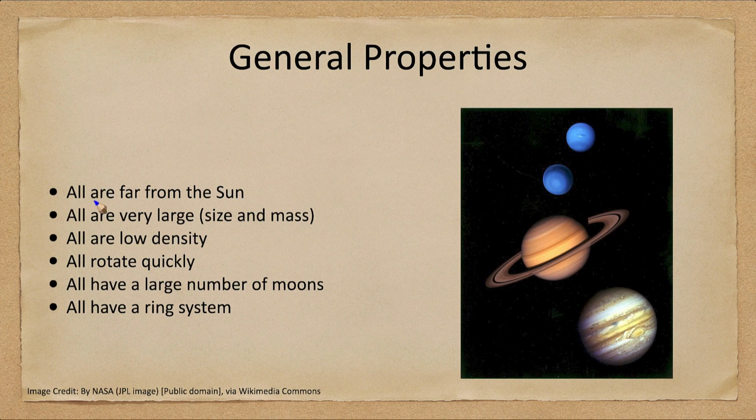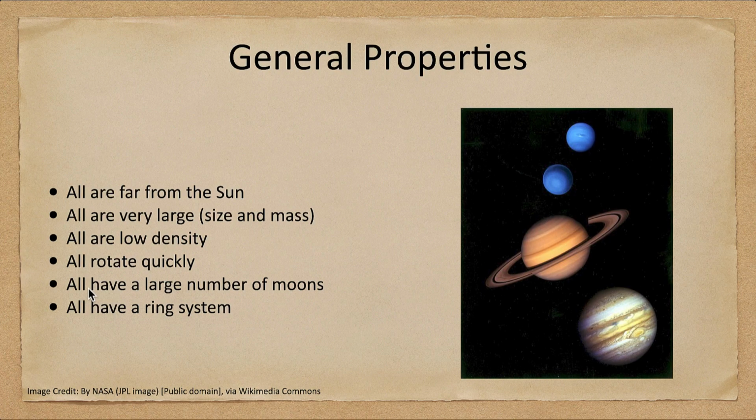Well, let's review. They're all far from the sun. They're large, both in size and mass. They have low density. They rotate quickly. They have a large number of moons, which we will look at in future lectures. And they also have a ring system that we will look at in future lectures. Here we see only Saturn with its rings, but actually each of these has its own set of rings.